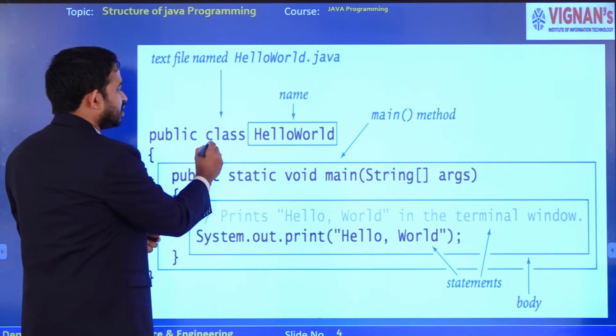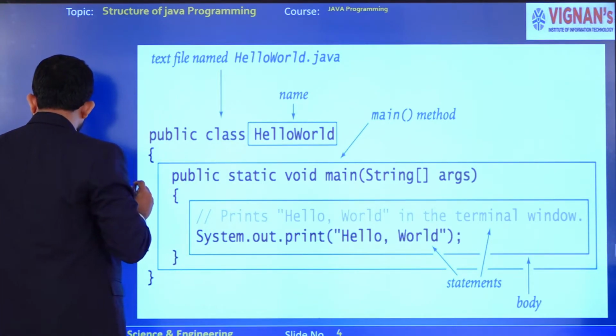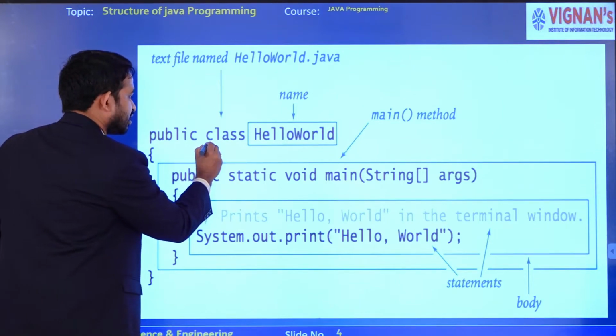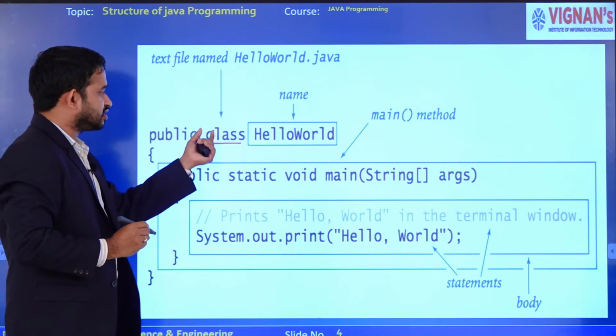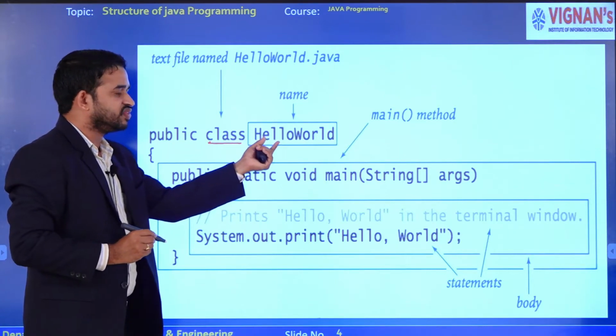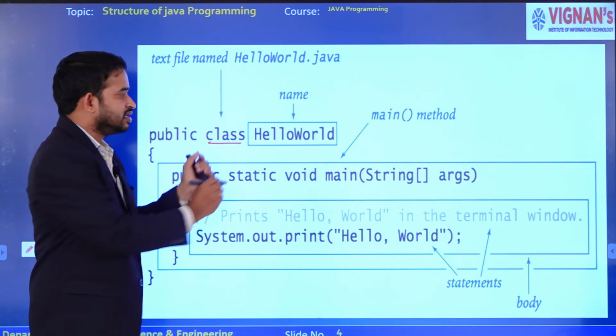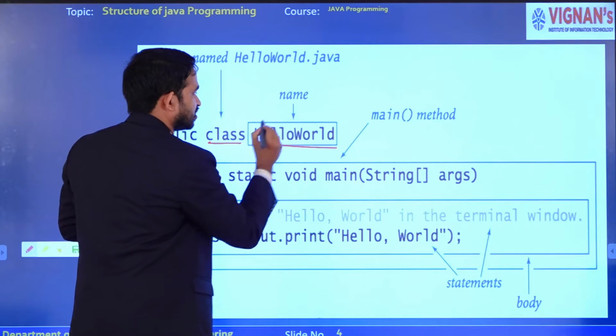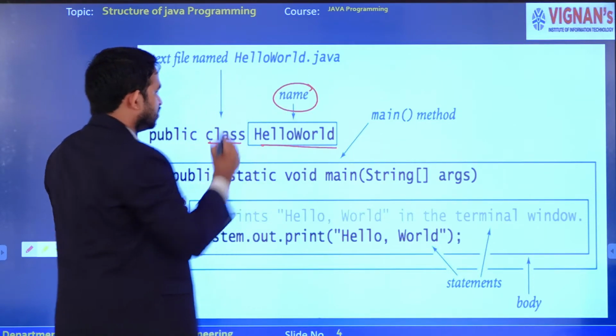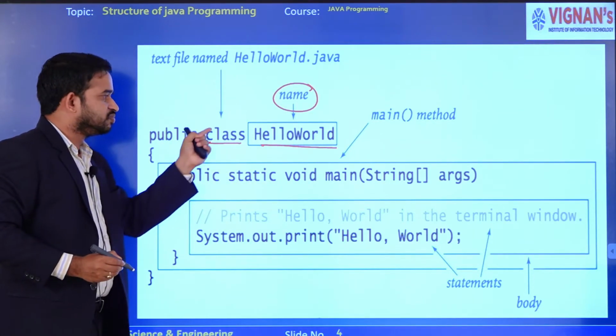First we have to take class, which is a keyword. So class is a keyword to declare a class. What is the name of this class? As in the previous syntax, HelloWorld is the name of the class. Here public means what? It is visible to all.